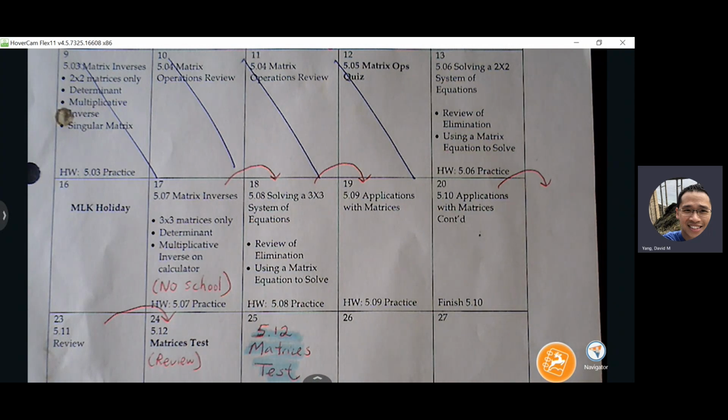And the information goes to check. Okay, first, I want to talk about the calendar for a moment. The calendar that you have forgot to adjust for the fact that there's no school on Tuesday, so everything in your calendar will be pushed back one day. We're going to do 3x3 inverses on Wednesday, and everything else gets pushed back, even the test. So the test on your calendar shows Tuesday, but the test will be on Wednesday. Just use arrows to indicate on your calendar that everything is getting pushed back, and indicate that the Matrices test is going to be on Wednesday, not Tuesday.